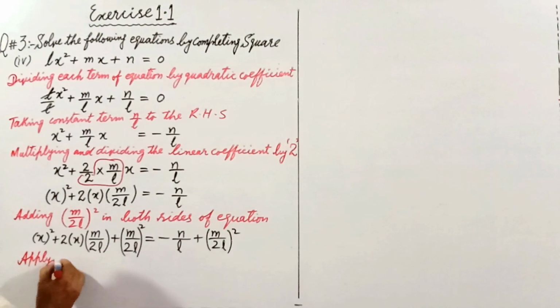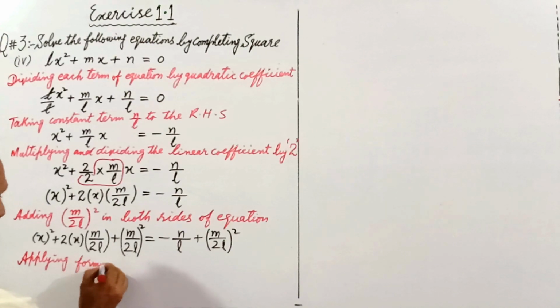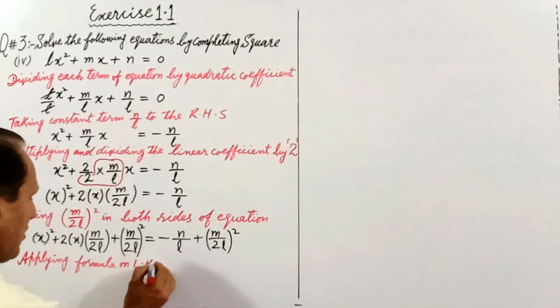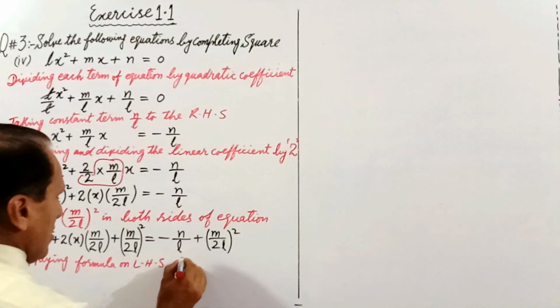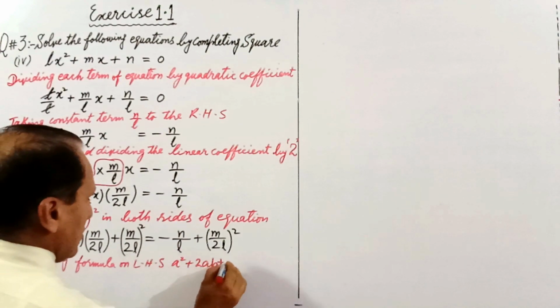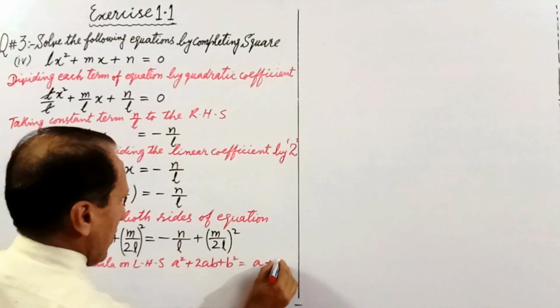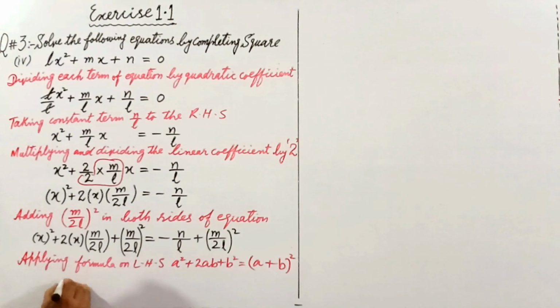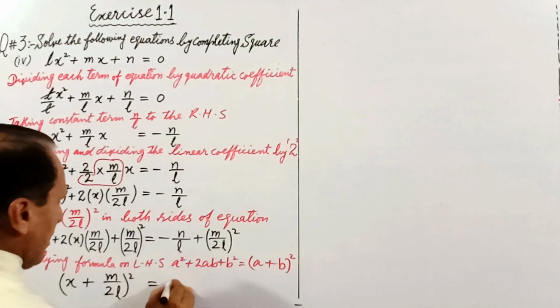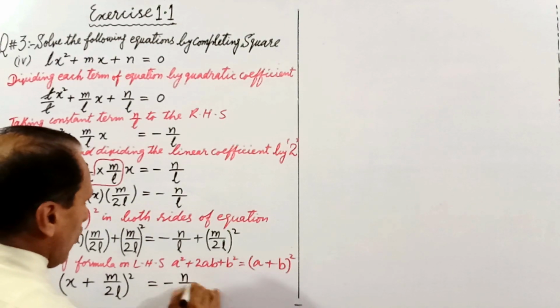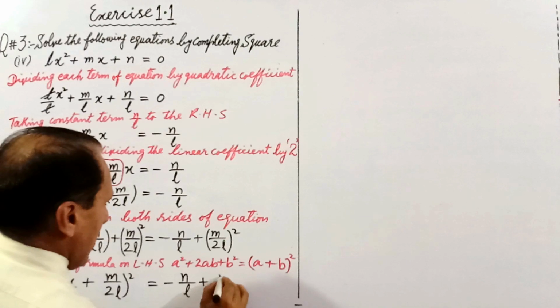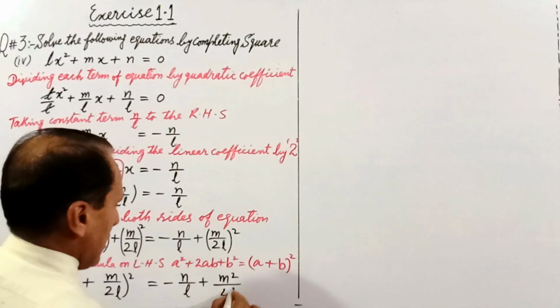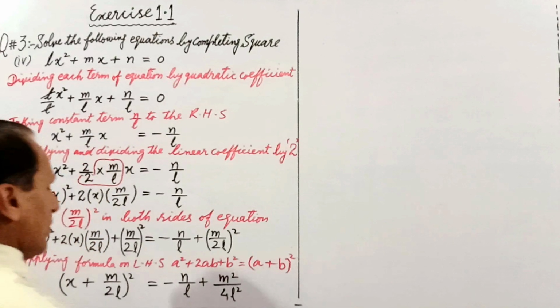Applying the formula on the left hand side, that is a square plus 2ab plus b square is equal to a plus b whole square, we have x plus m over 2l whole square on the left hand side and minus n over l plus m square over 4l square on the right hand side.